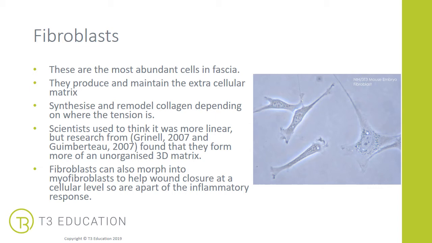So scientists used to think that the collagen formation from fibroblasts was more linear, but some research from Grinnell in 2007 and Jumbarto in 2007 found that they form more of an organized 3D matrix, so it's a little bit more disorganized. Fibroblasts also have the ability to morph into myofibroblasts, which help with wound closure at the cellular level. So the myofibroblasts are part of the inflammatory response and wound healing.